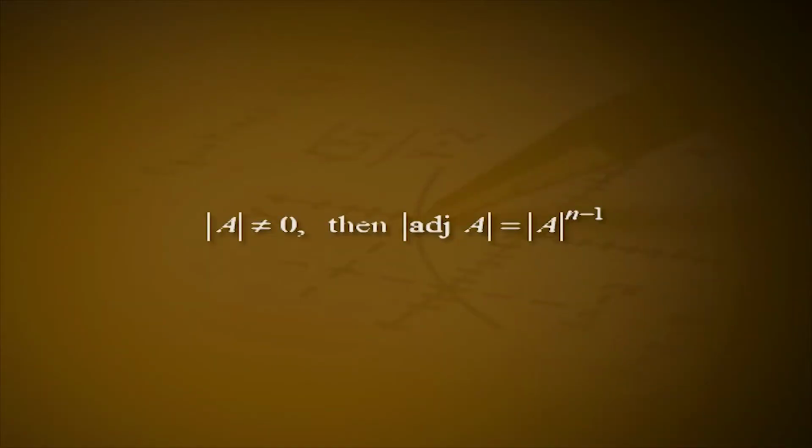The following corollary is immediate from the theorem. Corollary. If determinant of A is not equal to 0, determinant of adj A is equal to determinant of A all raised to n minus 1.